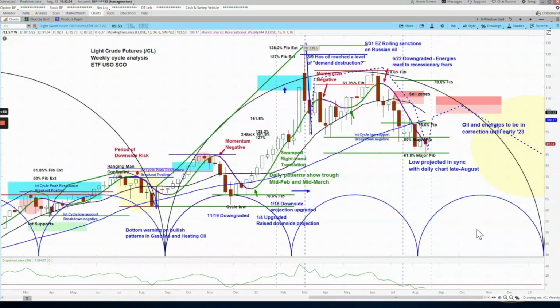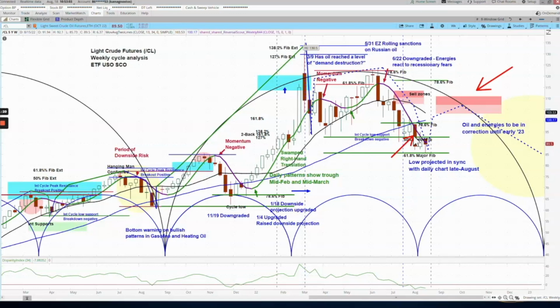Now, because this cycle that we're in is negatively configured, meaning it ends lower than where it began, we do not expect crude to be able to make a new high. We're projecting up into this resistance zone that runs from about 103 on the lower end to about 111 on the top. No sign of the bottom in here yet, and momentum is negative as shown with our proprietary momentum indicator, the Reversal Scout.